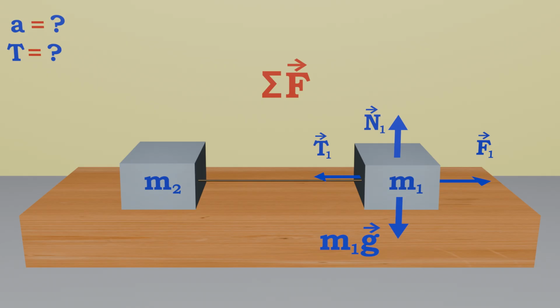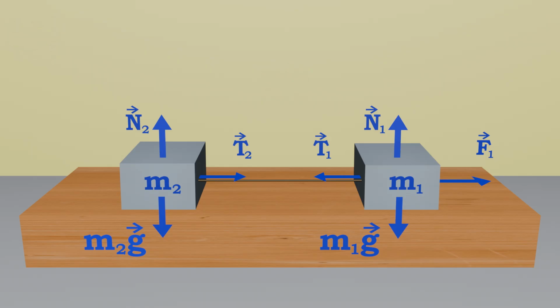For the second object, the tension force, T2, pulls it to the right. The gravitational force, m2g, pulls downward, and the force, N2, pushes upward. Now, let's formally state Newton's second law for the first object. The sum of all forces acting on the object equals its mass times acceleration.